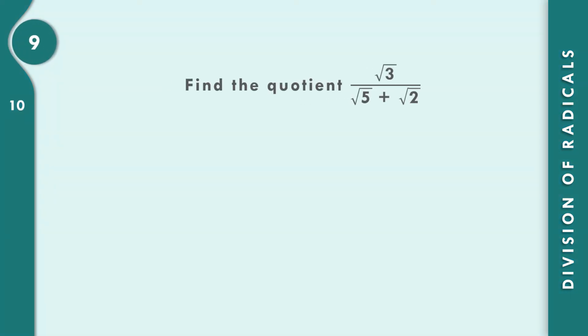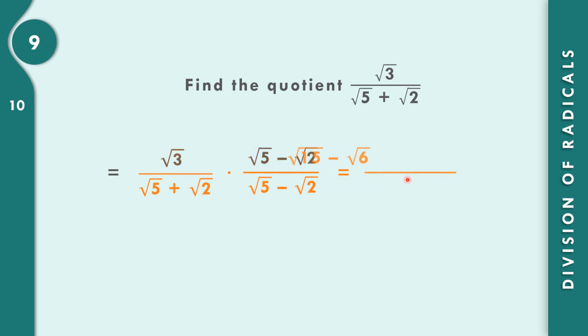How about number 9? Find the quotient of square root of 3 all over square root of 5 plus the square root of 2. So lahat may radical. So it means the number to be multiplied is square root of 5 minus the square root of 2. So let us multiply from the numerator and denominator, that is the square root of 5 minus the square root of 2. So it means if this is the case, 3 times 5, that is the square root of 15. And then minus 3 times 2, that is the square root of 6.